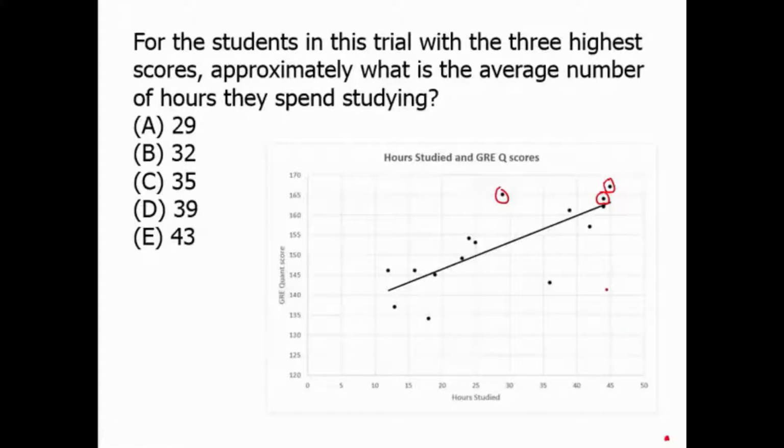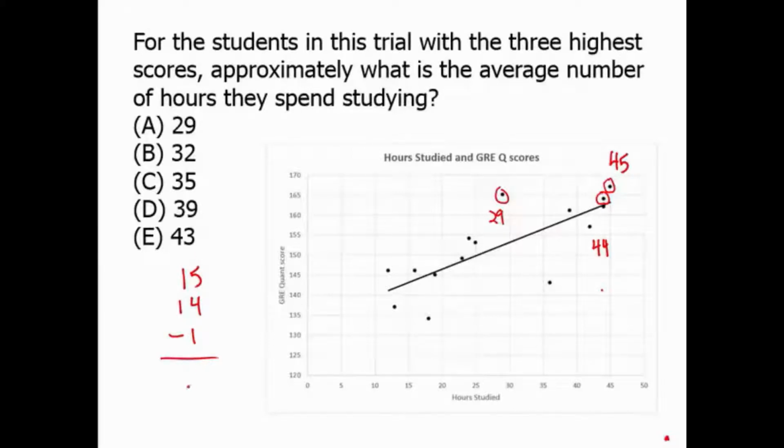Well, this one spent studying 45. This one, we'll call it 44. And this one appears to be about 29. And so we could add these 3 up and divide by 3. I'm going to say let's subtract 30 from all of these, and we'll get much easier numbers to add. Subtract 30, and what we'll get is 15, 14, and -1.